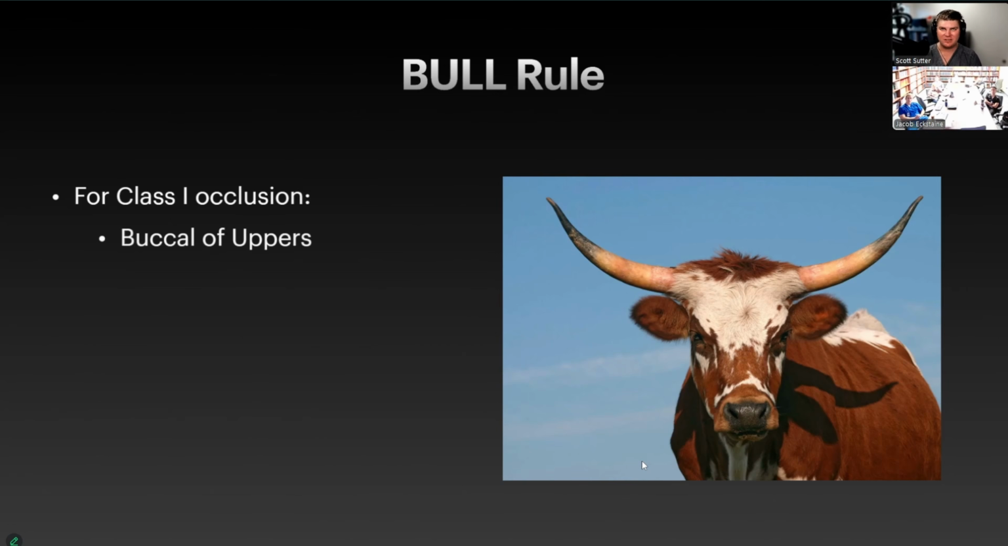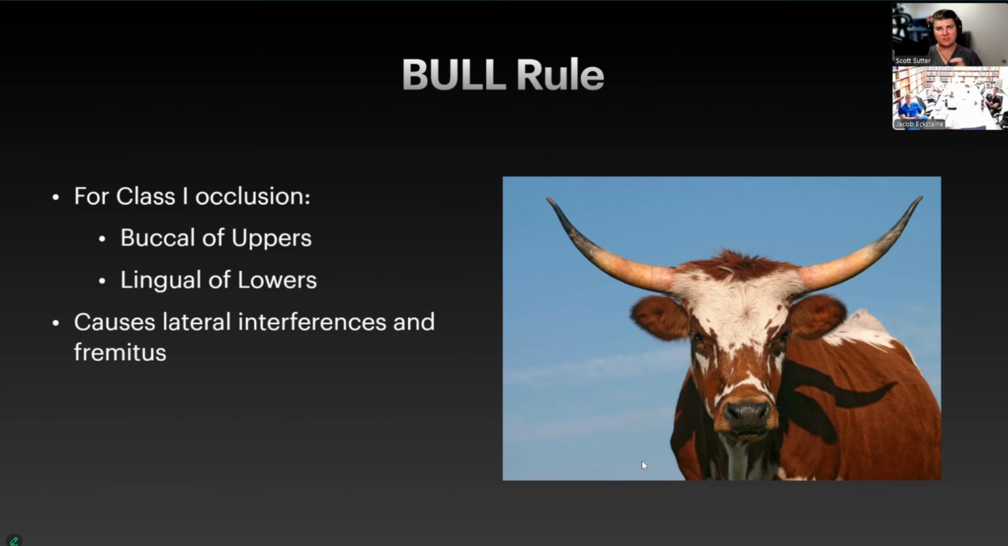But for class 1 occlusion, the buccal of the uppers and the lingual of the lowers should not be touching because it's going to cause that fremitus. Give your root canal teeth implant occlusion, and they will do much, much better. It's going to cause those lateral interferences, the fremitus. Posterior teeth do not do well with lateral forces. Posterior teeth are designed, based on the way the roots are shaped, for up and down forces. Anterior teeth are designed for lateral forces. That's why they're shaped like that.